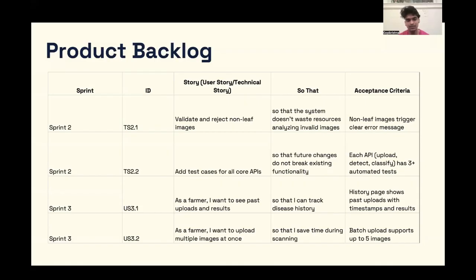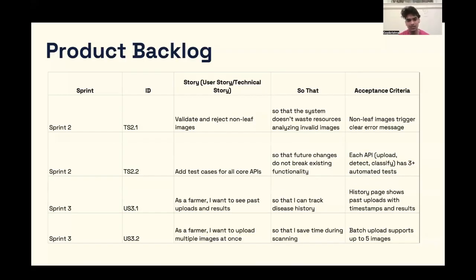So the time-saving batch upload workflow means farmers can upload images of up to 5 leaves at once, speeding up the scanning process and improving efficiency in the field.